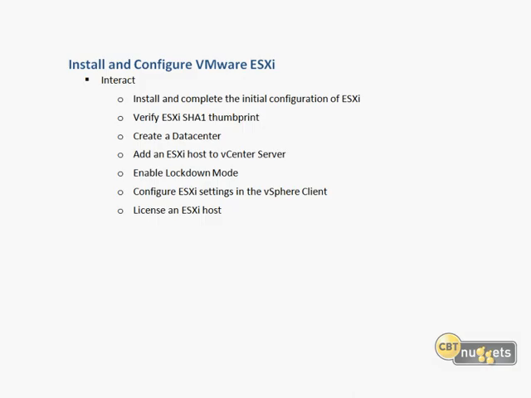So what have we talked about this nugget? We've talked about the installation and the initial configuration of a VMware ESXi host. We went through the process of installing and completing that configuration and verifying the thumbprint. We created a data center and added that host into vCenter server. We talked a little bit about lockdown mode and some of those very initial settings you have to be aware of, and also what the steps are you need to actually license that ESXi host.